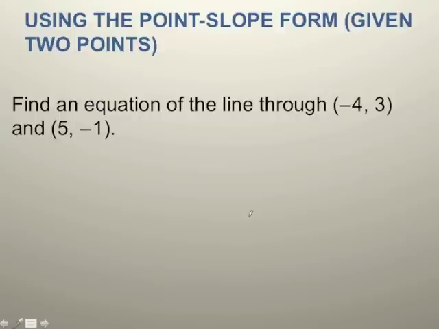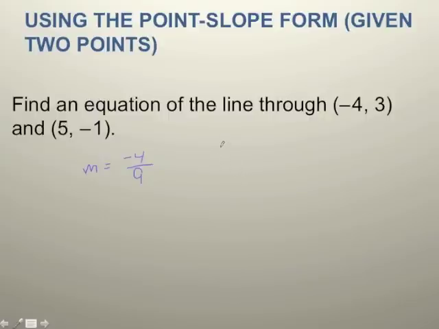Now here, we're using point slope form, but they give us 2 points. So first we have to find the slope. Now sometimes I don't write it all out. It's changing y over changing x. What did y do to get from 3 to negative 1? It went down 4, so that would be negative 4. What did x do to get from negative 4 to 5? It went up 9. So my slope here could be negative 4/9.